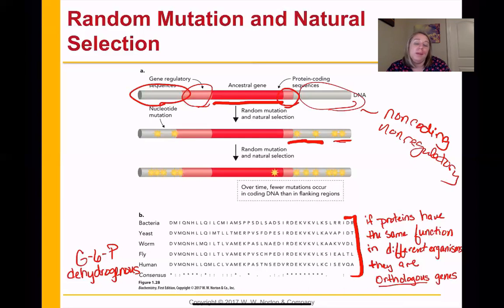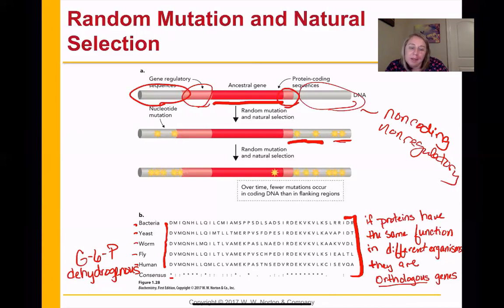If we take one particular protein, in this case, we're going to show you an example from G6P dehydrogenase. What we're looking at are different organisms: bacteria, yeast, worm, fly, and human. We compare all of the amino acids that are generated from this DNA, and you can line them up. We see our first amino acid here is the same for all of them. All of them have a D, right? So we say this is very highly conserved, and we give it an asterisk. Highly conserved, great.